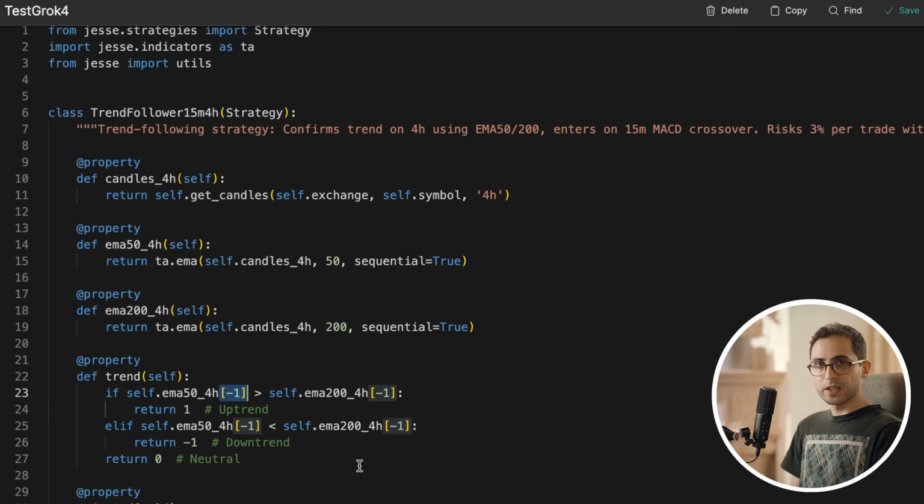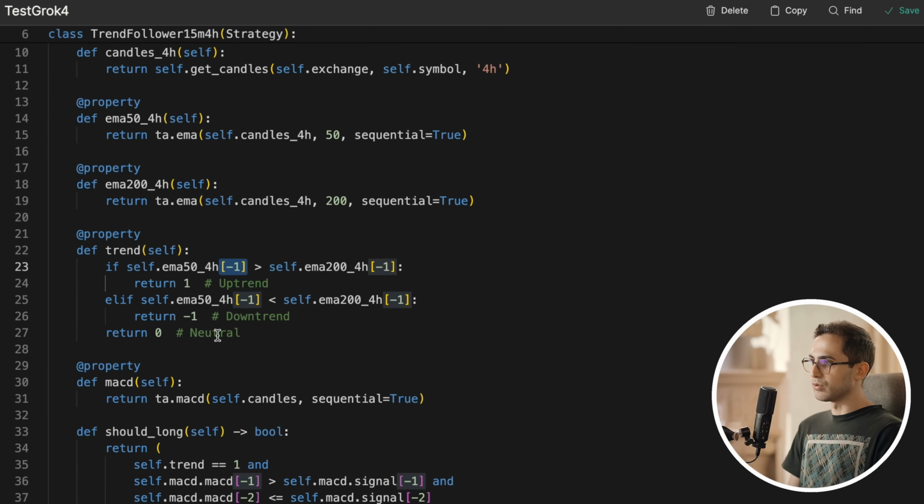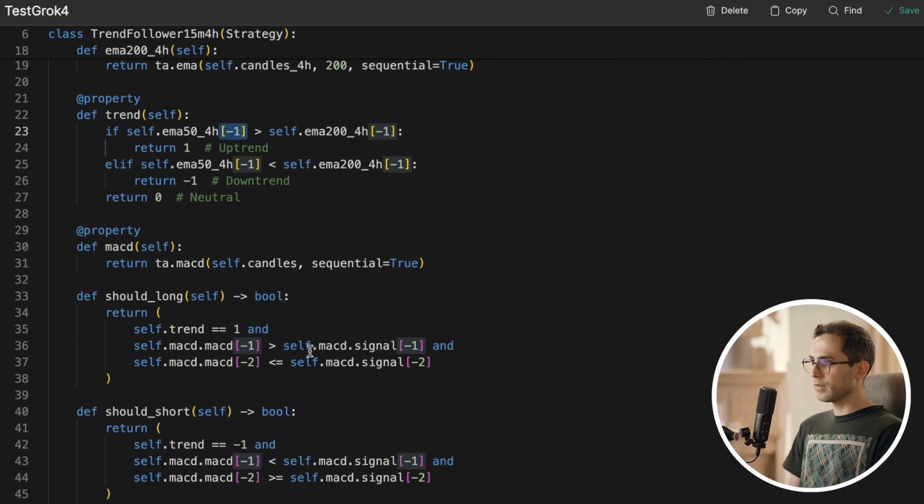Now, I don't approve of this. It's not as readable as I like it to be, but it's correct and it should go just fine. For an uptrend, it is returning 1. For a downtrend, it's returning -1 and 0 for neutral. Then it defined the MACD like this.